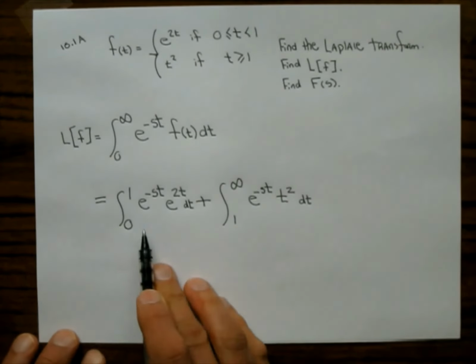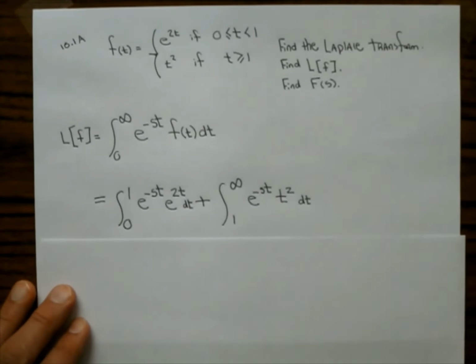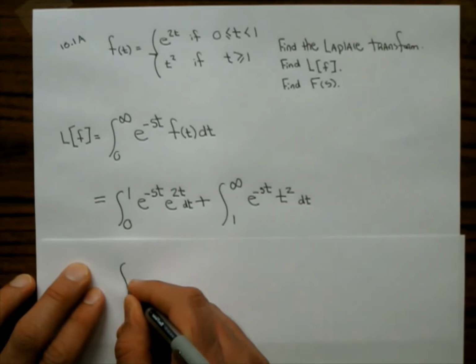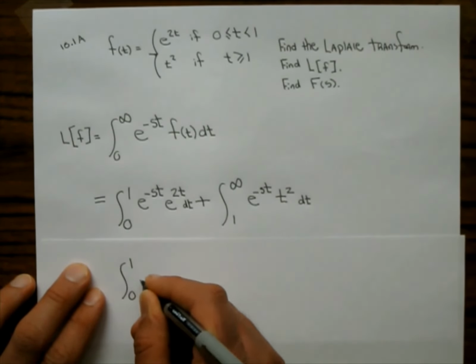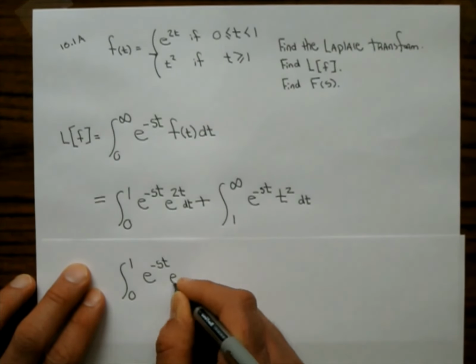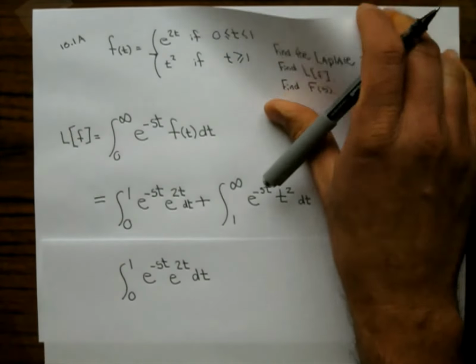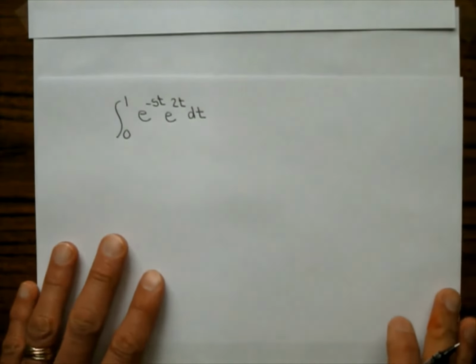So here's the deal. This breaks up into two problems. So I'll do each of these problems on a separate piece of paper. That way we're not overwhelmed. Let's go ahead and do this one first. This one's going to be the simpler one. This is e to the negative st, e to the 2t dt. Okay, we'll come back to that other piece of paper.